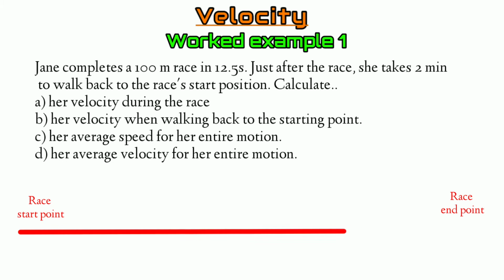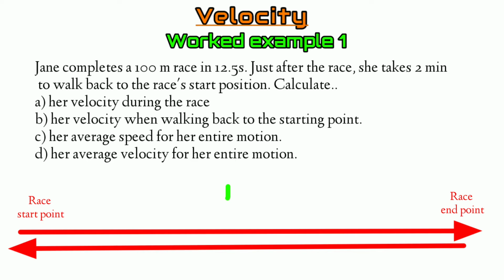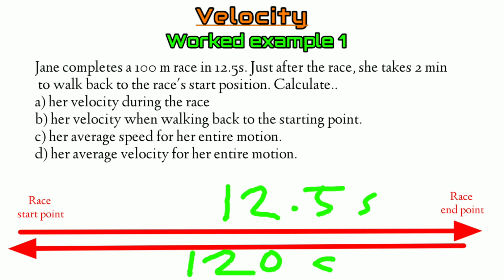Worked example 1. Jane completes a 100-meter race in 12.5 seconds. Just after the race, she takes 2 minutes to walk back to the race starting position. Calculate A, her velocity during the race, B, her velocity when walking back to the starting point, C, her average speed for her entire motion, and D, her average velocity for her entire motion.